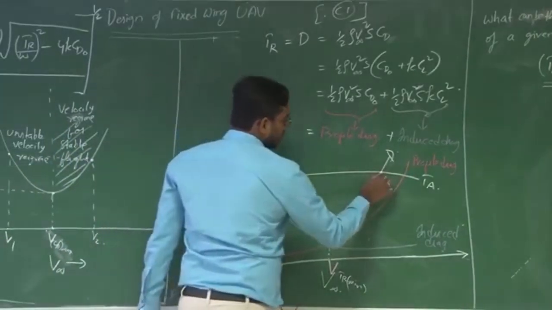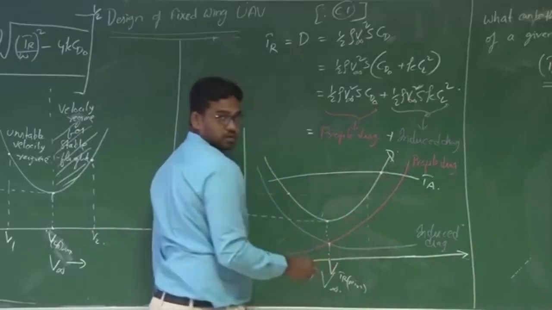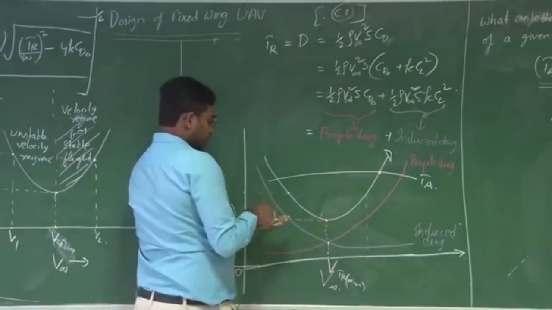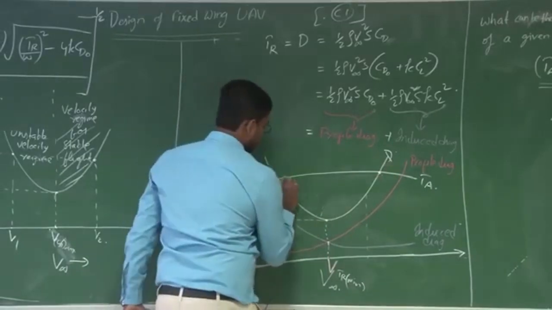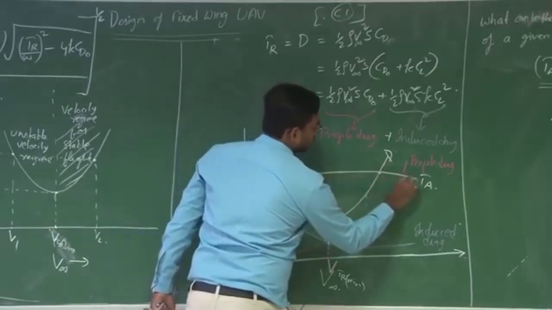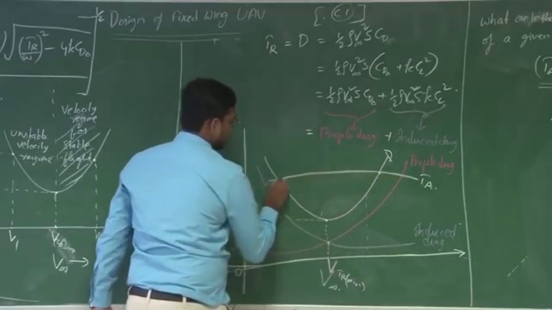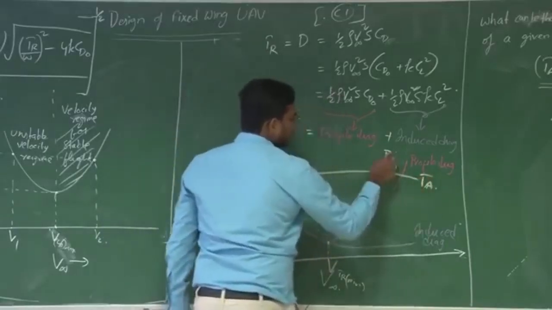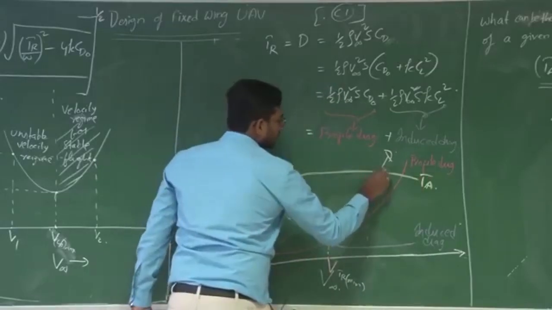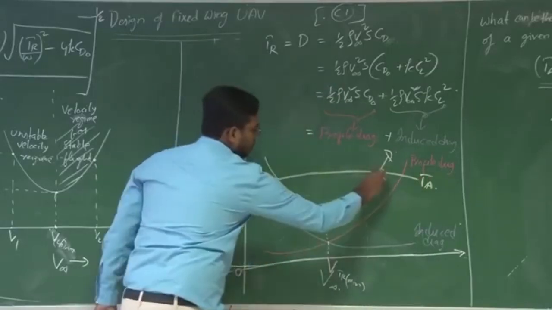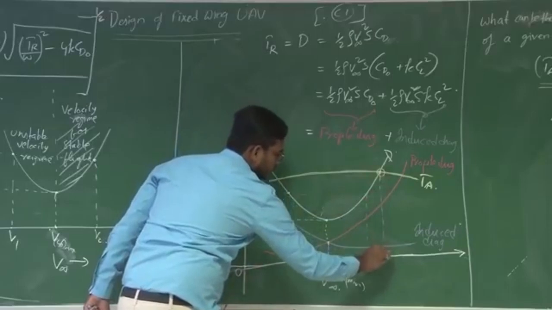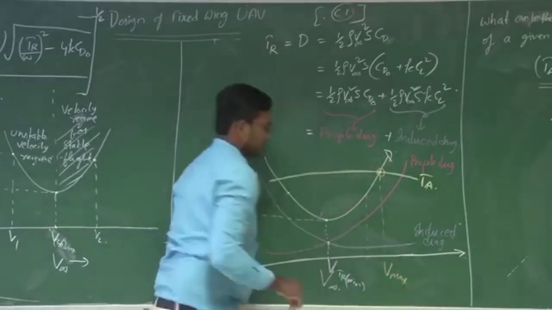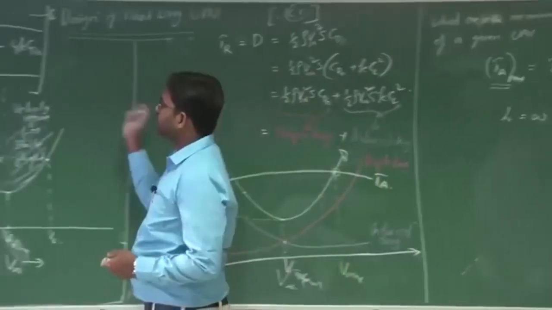If this thrust available equals thrust required, this is the point where the thrust required curve and thrust available curve coincide, right? This is your thrust available and this is your thrust required. So this point coincides, and the corresponding velocity of flight will be the maximum, Vmax. So can we find that point from this equation?